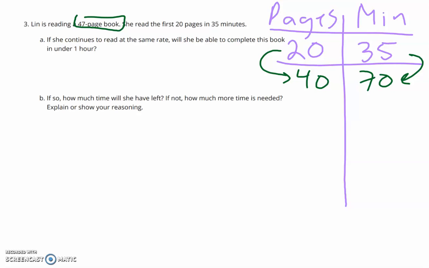I know that there are 60 minutes in an hour, so 70 is greater than 60, which means Lynn has read for more than an hour, and she has only read 40 pages, which is not the whole book. So our solution to the first one is no.